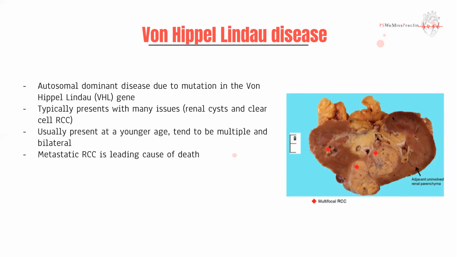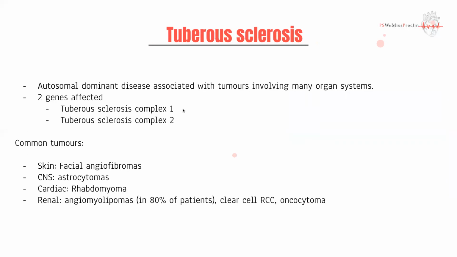They usually present at a younger age. So we talked about how RCCs typically are in older patients, usually above the age of 50. But with von Hippel-Lindau, because it's a genetic disease, you can have a much younger presentation with multiple and bilateral lesions. And metastatic RCC is the leading cause of death in these patients.